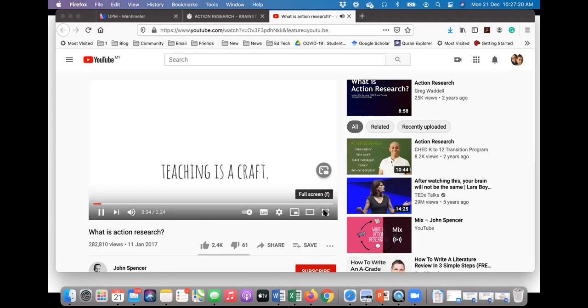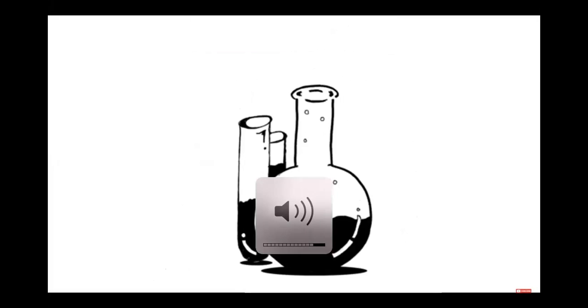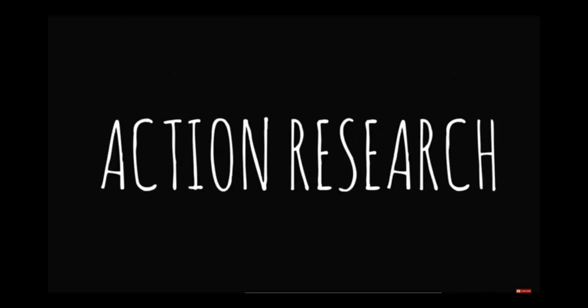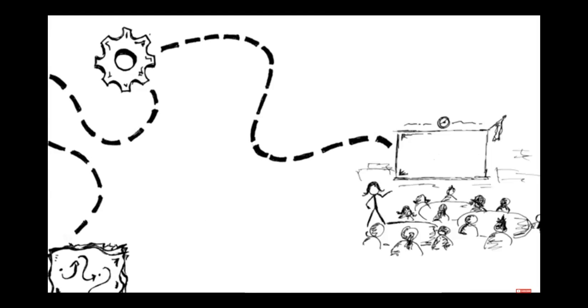Teaching is a craft. It's both an art and a science, which is why great teachers always experiment and make tons of mistakes. But how do you know what's actually working? Well, one option is action research. Here you can identify a question, test out a strategy, gather data, and determine if it works. The end result is something dynamic, innovative, and tied directly to the classroom.